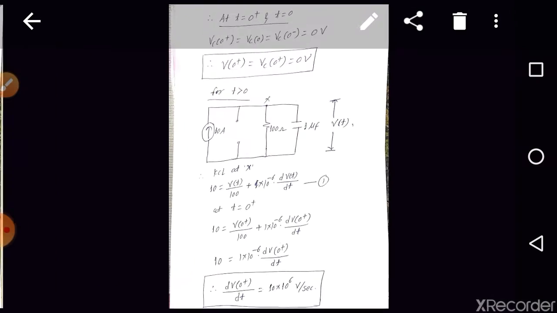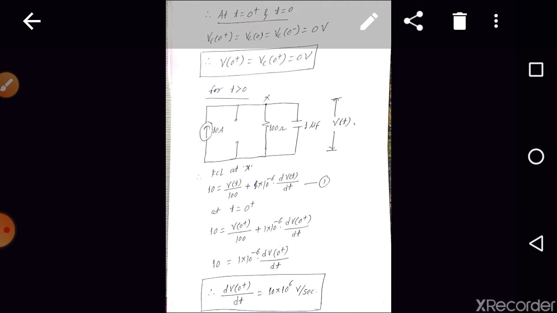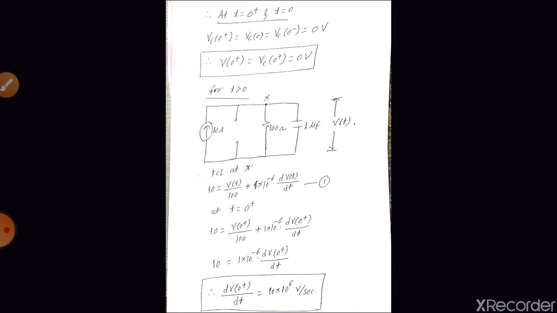What we have done: the very first step is we have drawn the circuit for t equal to 0 minus. From 0 minus we have calculated the voltage across the capacitor, right? And at t equal to 0 and 0 plus, the same voltage will be maintained by the capacitor, because the capacitor opposes the sudden change in the voltage, right? Next, for t greater than 0, we have drawn the equivalent circuit. Okay, and after that we have simplified it for V of 0 plus.